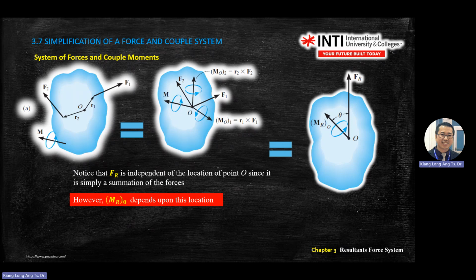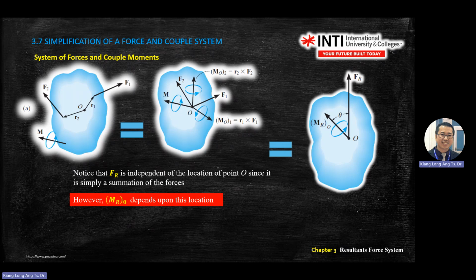Notice that FR, the resultant force, is independent of the location of O, since it is a summation of forces. So this one, FR, is independent of point O because it is a sum of these two forces. However, this resultant, this MR resultant, depends upon this location.